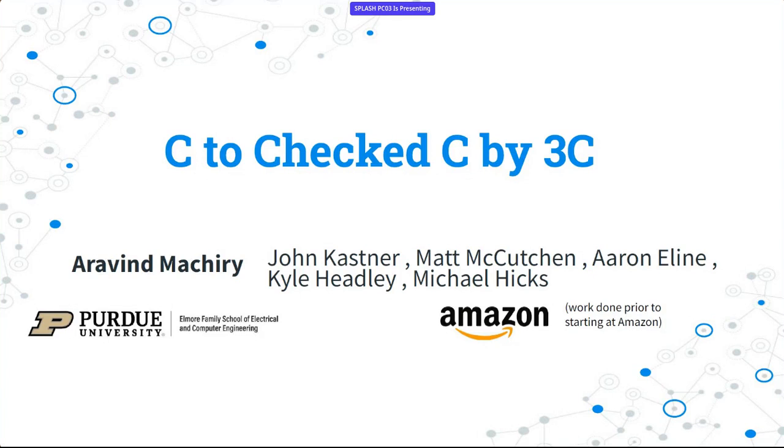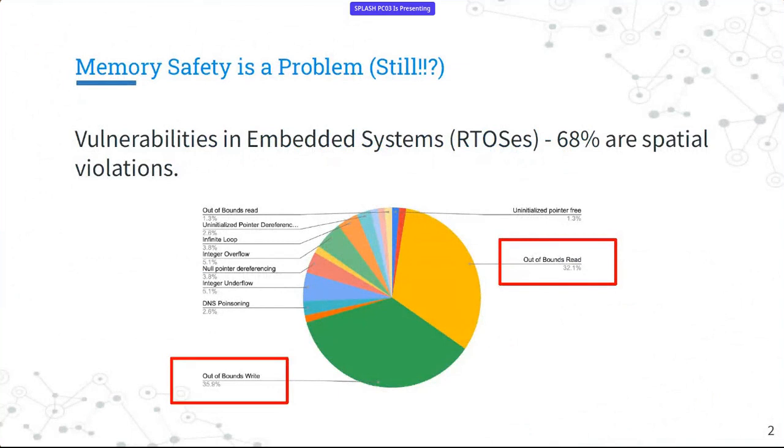In this talk, I'll be presenting Checked C by 3C. This is a collaborative research done with other fantastic people from Amazon, but the work has been done prior to moving into Amazon. So it's 2022, we still have memory issues.